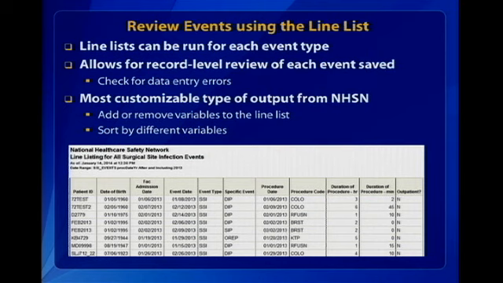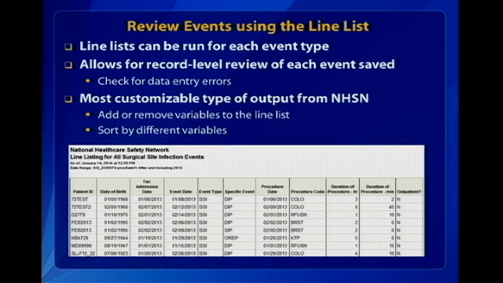So you can review events using the line list. I'm sure everyone here is pretty familiar with that. It can be run in NHSN for each event type, and it allows for record level review of each event saved. And this allows you to check for data entry errors. It allows you kind of a first look at your data and really will help you assess the quality.